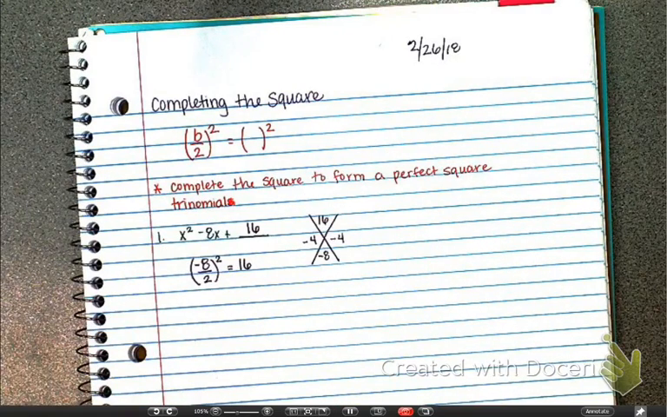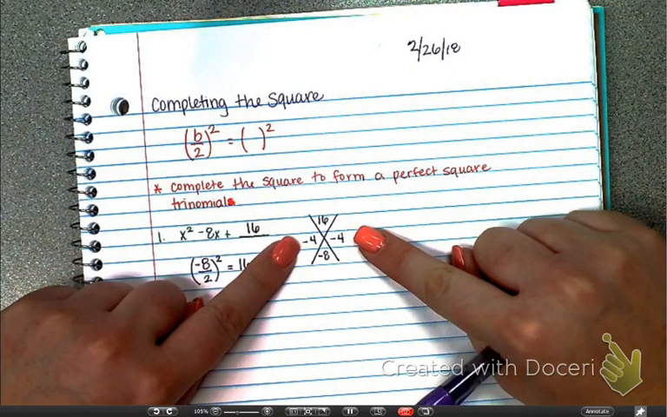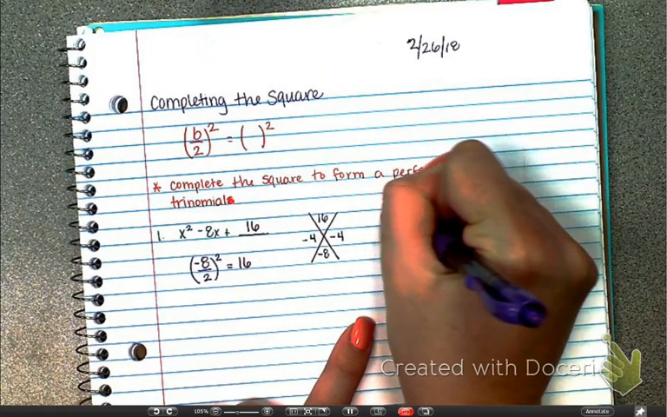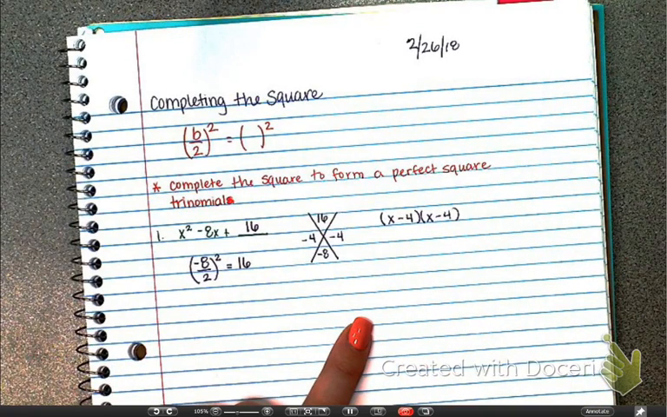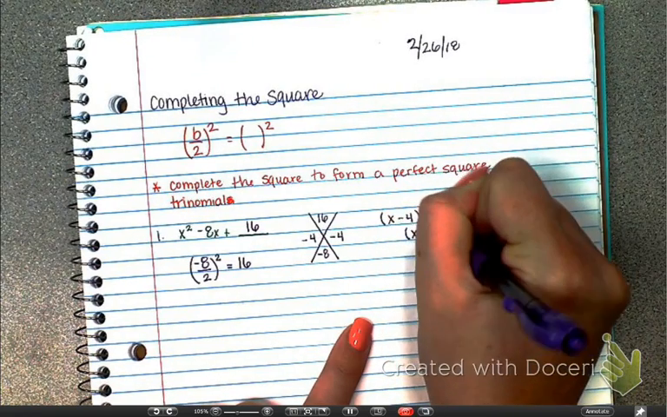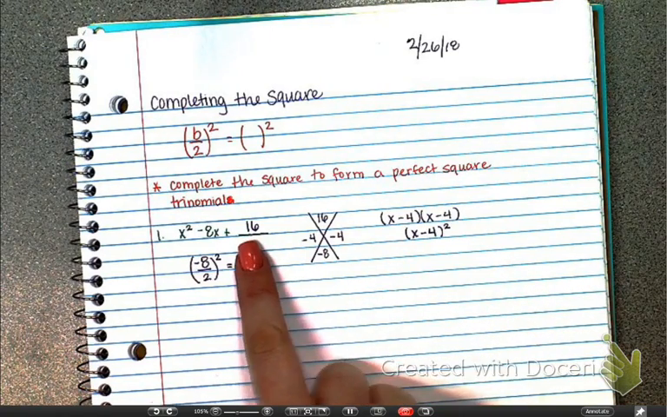Because they are perfect square trinomials, these two numbers will always be the same for completing the square. Okay? Which means my factored form for this is x minus 4 times x minus 4. Does anyone know how else I can write that? Okay, you need to be able to write it as x minus 4 squared. So for completing the square, we have to do this step, and then we solve by taking square roots, which we'll do tomorrow.